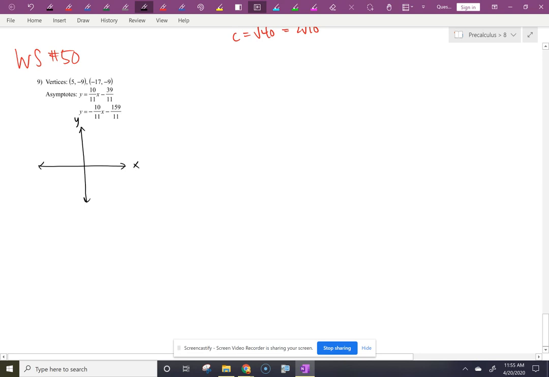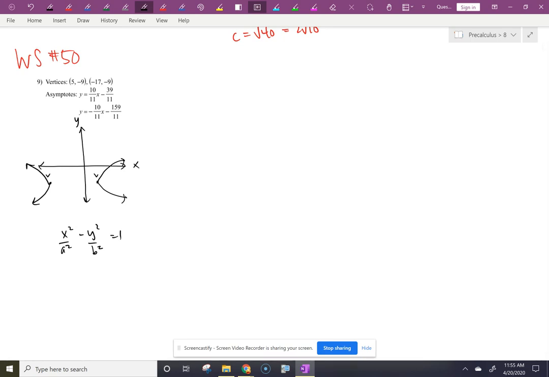Okay, so (5, -9), I know that's on the graph. So (5, -9) is right here, and that's a vertex. And I also know (-17, -9) is on the graph, so that's a vertex. So this hyperbola is going like this, which already tells me something: it's open in the x direction. So I already know it's an x squared minus a y squared equals 1 hyperbola with some denominators down here.